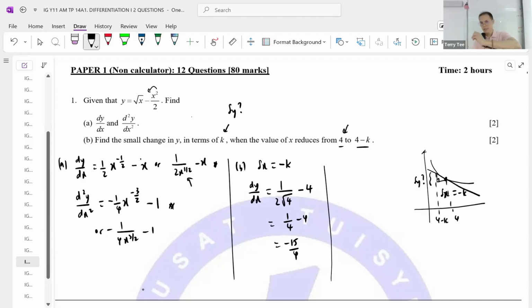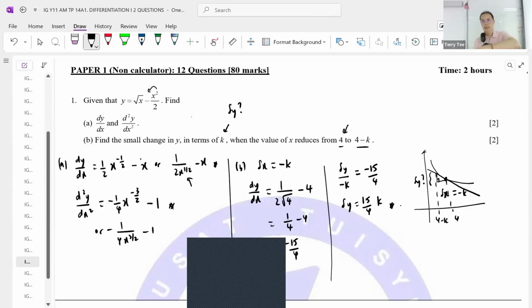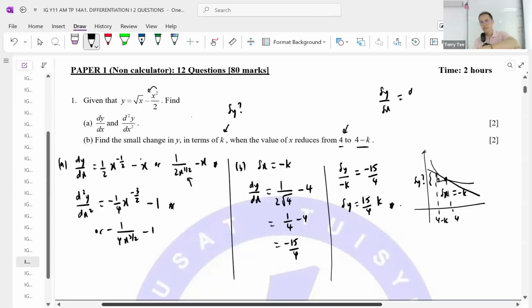If your delta x is small, we say that delta y over delta x, which is negative k, equals dy/dx, negative 15 over 4. So what's your delta y? Multiply, 15 over 4 k. That's all. So this is true when your delta x is small. But always remember you have to substitute the initial value of x. In this case, the initial value of x is 4.